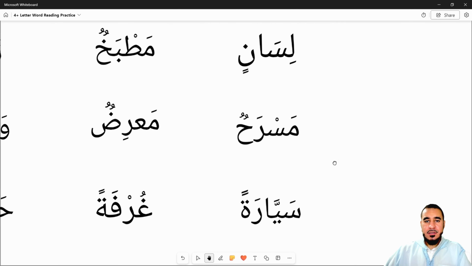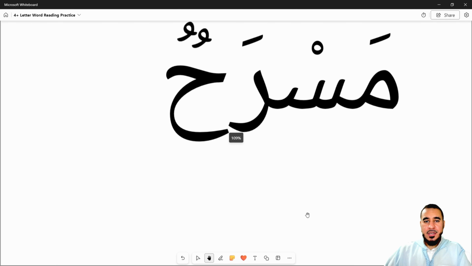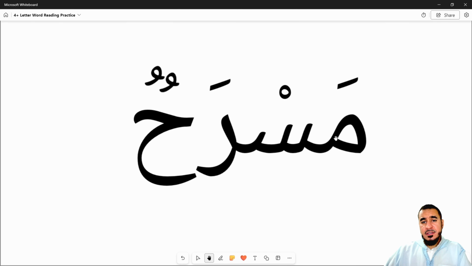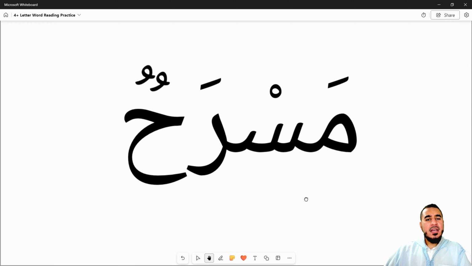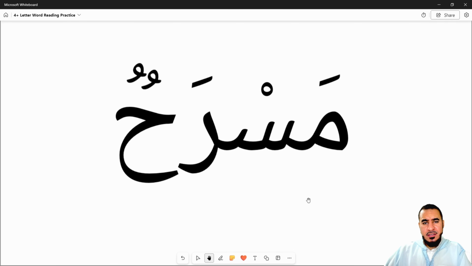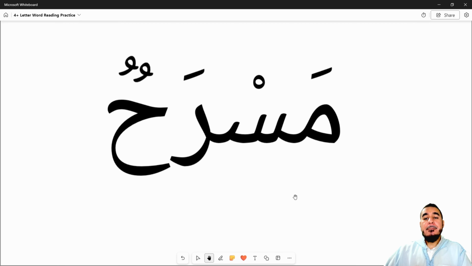All right. So the last two rows here. The first word is, or rather the first letter is the mim with a fatha above it. And then we have the sin with a sukoon, the ra with the fatha and the ha with the dhammatan. So how will we read this word? It will be masrahun. Masrahun. Okay? Masrahun.